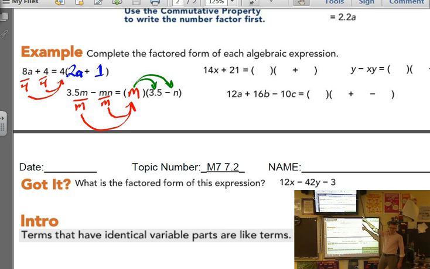Mr. Hudson, is m equal to 3.5? No. M is just a variable. We have no idea what m is.